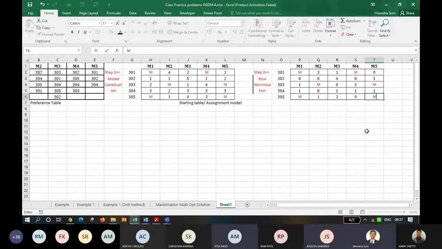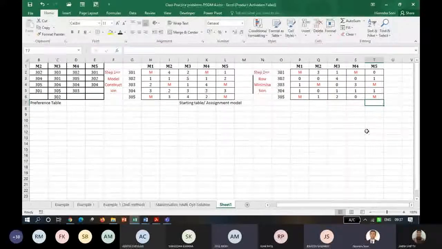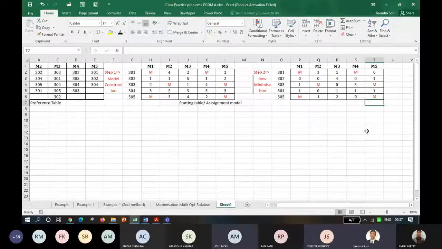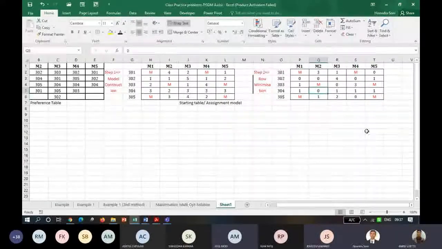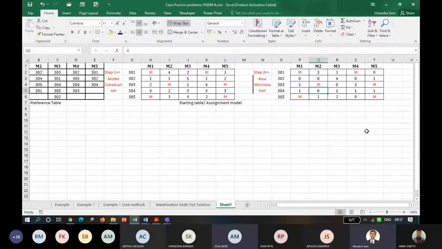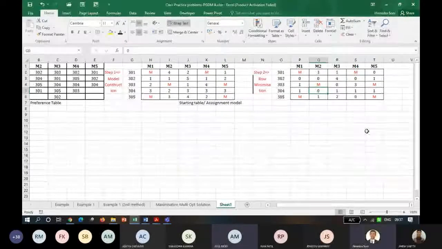Do we have zeros in all the columns? Yes, sir, we have. In M2 in 304, it's 1 now. No, it would be 0. The value is 2. If you subtract 2 from 2, it would be 0. Okay, that's 0. हाँ, yeah. ठीक है.